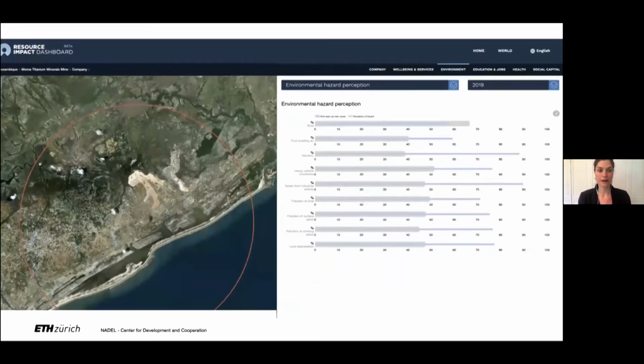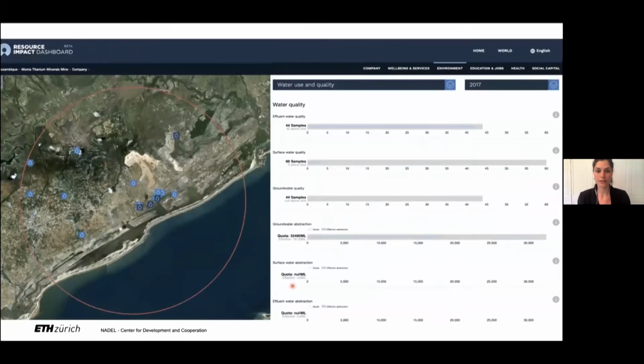For example, on the environmental dimension, there is a question in the household survey on the environmental hazard perception of the communities living around the mine. So you have different hazards that are listed here, and then you have 2 questions. Basically, do you perceive a certain hazard? And then do you see the mine as the main cause for this hazard? Now, the result is quite a nuanced picture. As you can see here, there is, for example, in this mine, quite a high perception of dust. However, not all of that is attributed to the mine. So the idea is really to show a balanced picture and not a black and white one.